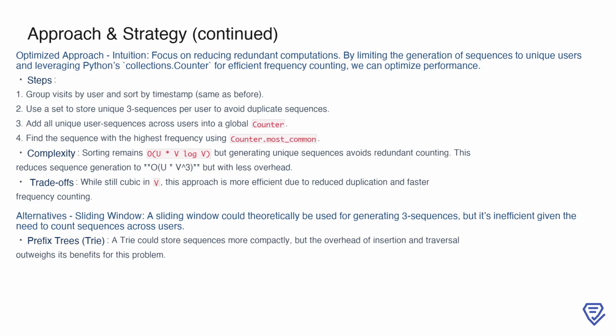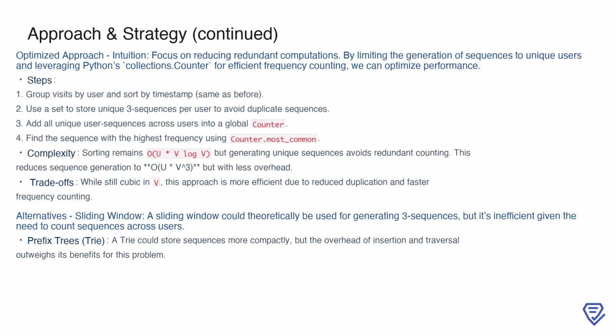While the sorting step remains the same, the use of a set eliminates redundant sequences, and the frequency counting is faster due to the optimized data structure. The complexity remains O(U * V log V + U * V^3), but the reduced overhead makes this approach more efficient. We also considered other alternatives, such as sliding windows and prefix trees.